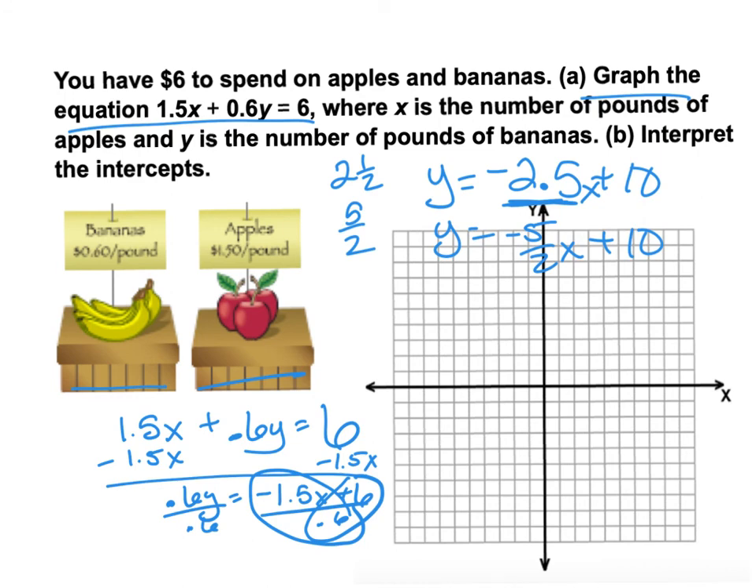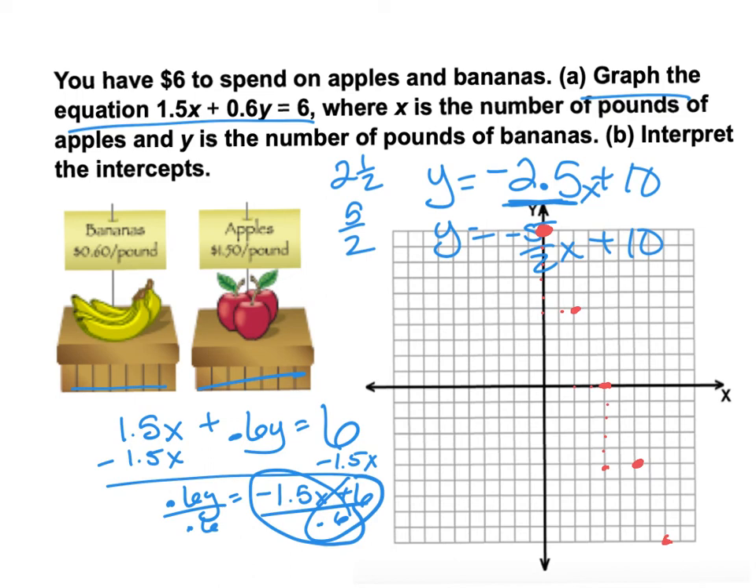So I'm going to do this in red so that you can see it through the blue writing. But my y-intercept is 10, and then I go down 5, to the right 2. Down 5, to the right 2. Down 5, to the right 2. Whoops, not that one. And then down 5, to the right 2.